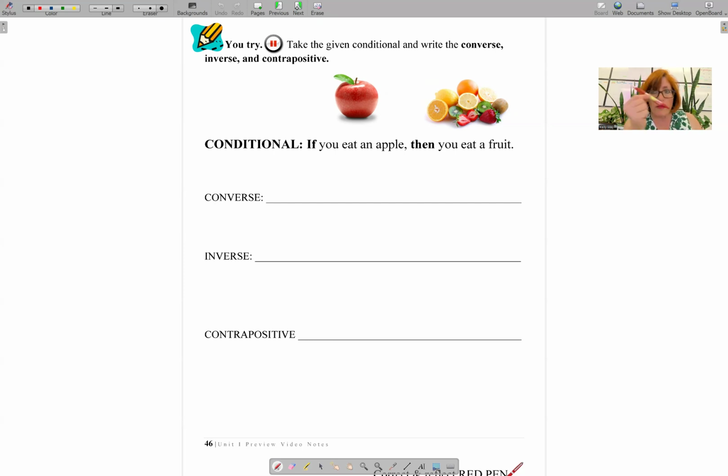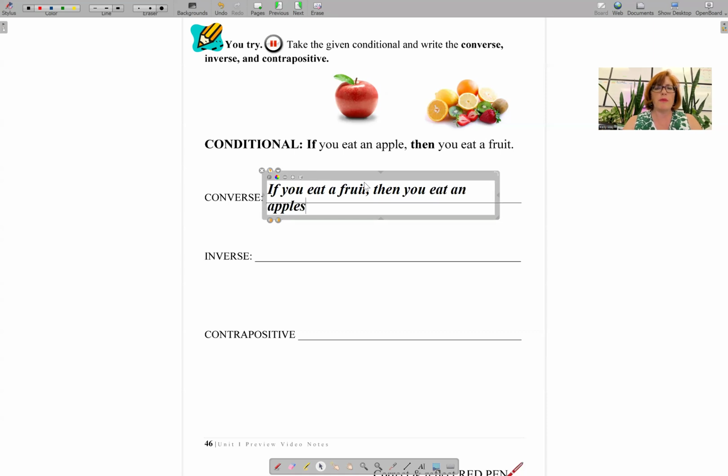Welcome back. You should have a red pen handy, and I'm just going to type this out. So the original conditional is: if you eat an apple, then you eat a fruit. The converse would be like so: if you eat a fruit, then you eat an apple.